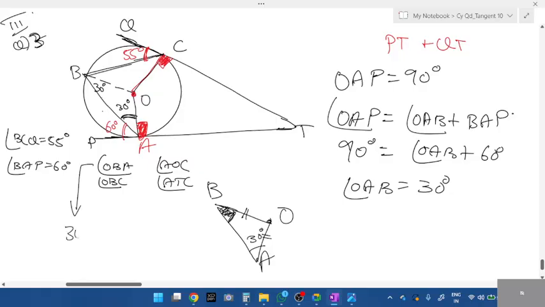This is 30 degrees. In the same way, you need to find OBC. In order to find OBC, we need OCB first. OCB is 90 minus 55. 90 minus 55, you'll get an angle. First, write the statement, all of you. Draw the diagram. Solve one question.